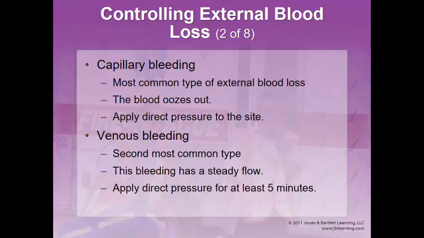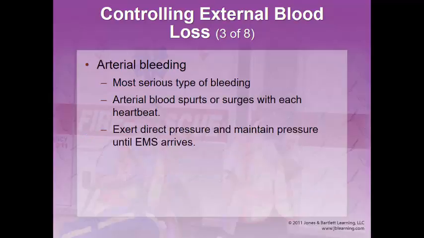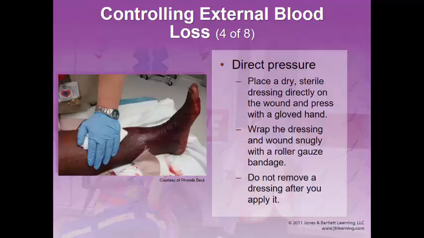So take some gauze, place it over the wound, and put pressure on it. Venous bleeding, apply direct pressure for at least 5 minutes. And once it's on there, don't pull that gauze off. Don't go, let me see if it stopped bleeding. Every time you pull that off, you'll break those clots. Whereas arterial bleeding, that's spurting or surging, exert direct pressure, cover it with a dressing, and maintain pressure until EMS arrives, because a lot of times these will require something more intense than just direct pressure.